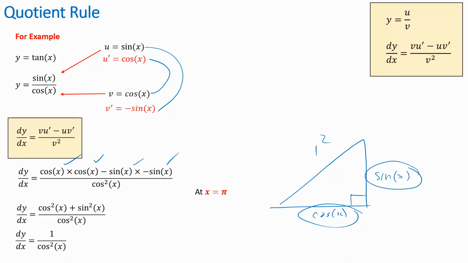And that happens to be your secant. That's why sec squared is equivalent to 1 over cosine squared x. Okay? But that's using the quotient rule. Easy? Alright, so those are your rules.